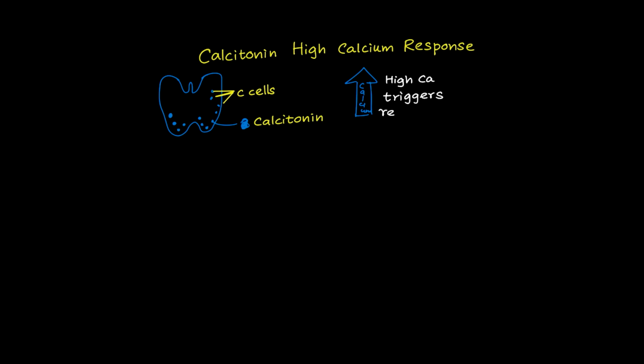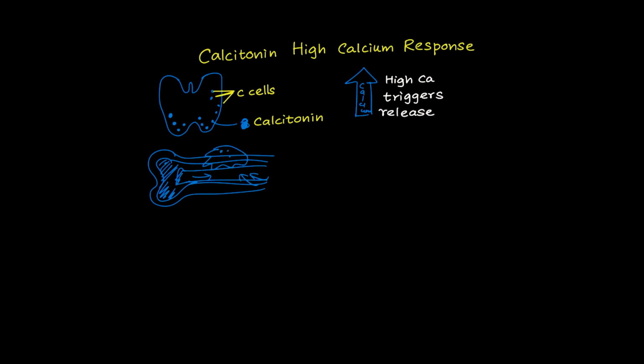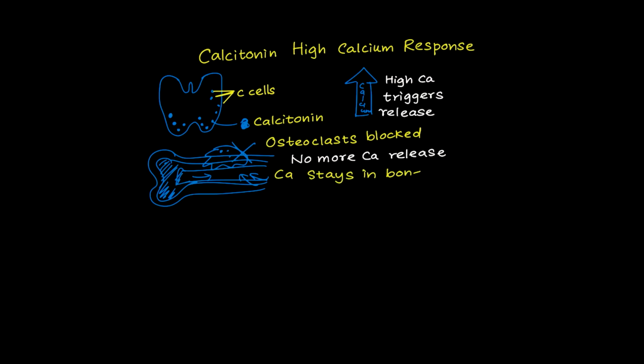It does this through two coordinated actions. First, calcitonin inhibits osteoclast activity. Without osteoclasts actively breaking down bone, calcium stops leaking out of the skeleton into the blood. Second, calcitonin stimulates osteoblast activity. Osteoblasts grab calcium from the blood and build it into new bone matrix, pulling calcium out of circulation. Together, these two actions lower blood calcium back toward normal.